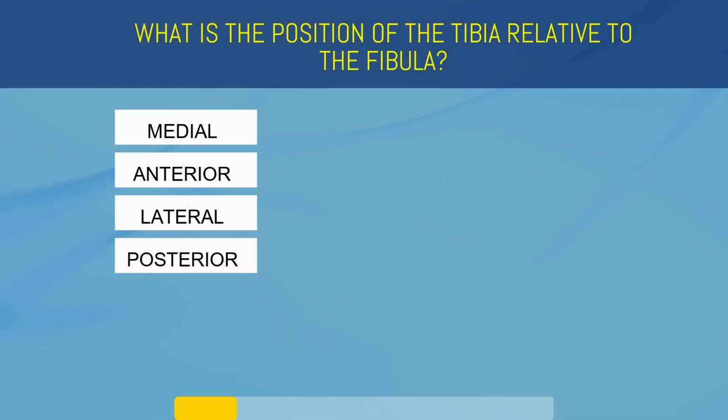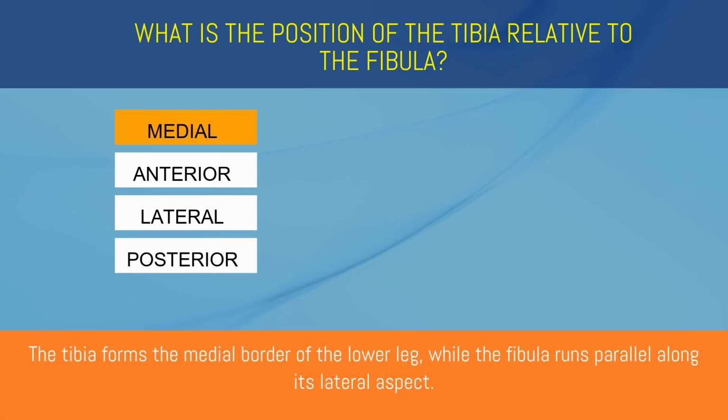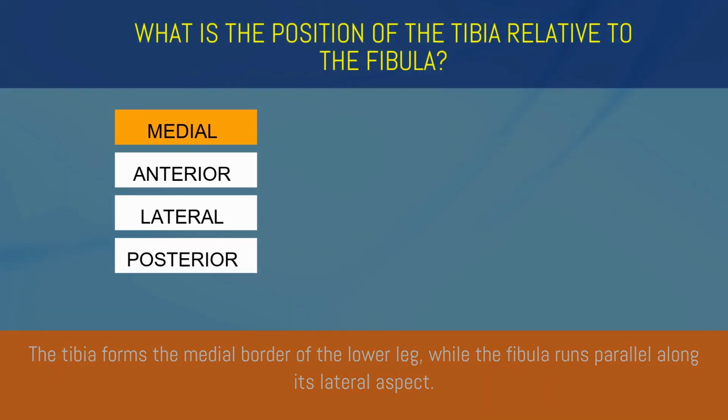What is the position of the tibia relative to the fibula? Medial, anterior, lateral, or posterior? Medial. The tibia forms the medial border of the lower leg, while the fibula runs parallel along its lateral aspect.